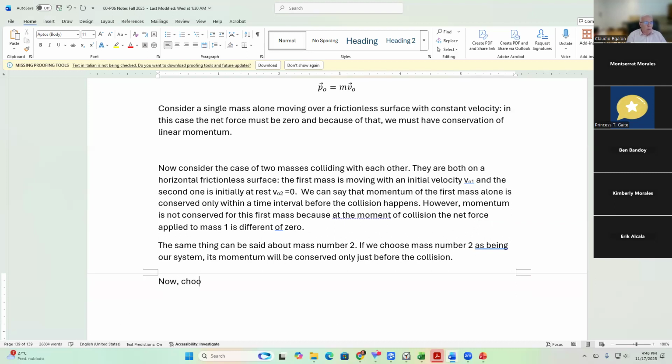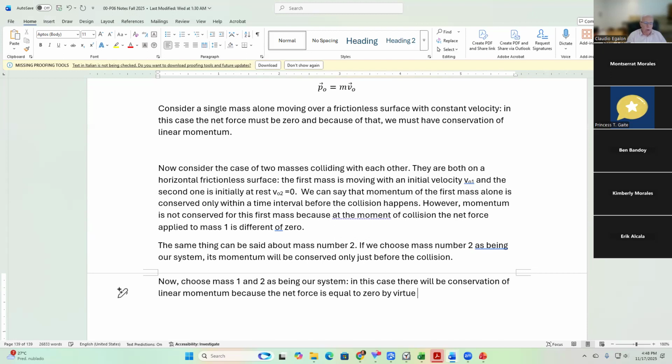Now, choose mass 1 and 2 as being our system. In this case, there will be conservation of linear momentum because the net force is equal to 0 by virtue of Newton's third law of motion. Okay.